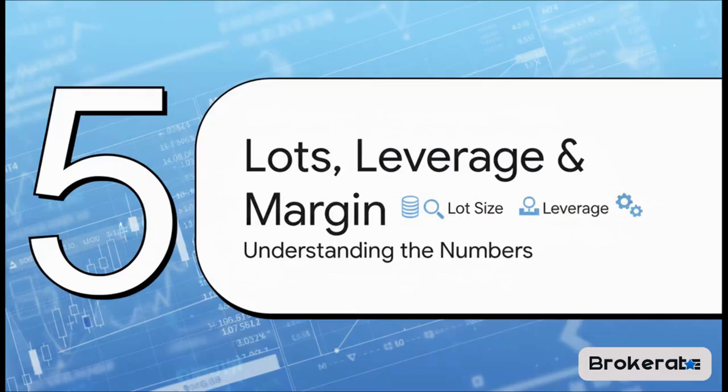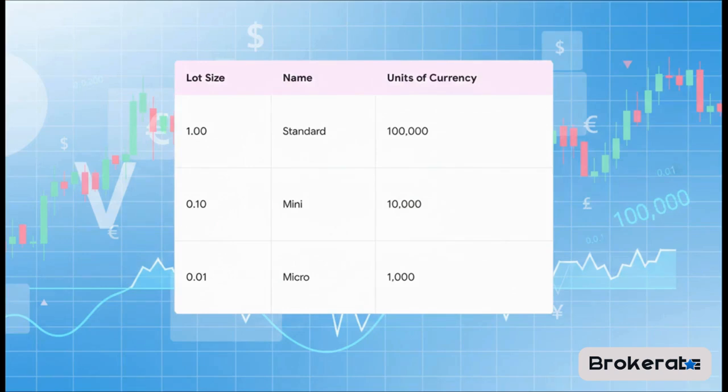Okay, so you've placed a trade. The second you do that, you're going to see a bunch of new numbers and terms start flashing in your terminal. So let's quickly break down the 3 most critical concepts you need to get your head around: lot size, leverage, and margin. They all work together. So first up is lot size. Remember when you chose the volume for your trade? That's your lot size. It's simply how big your trade is.